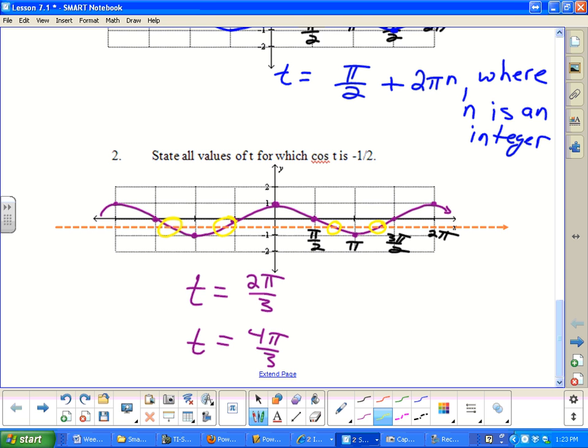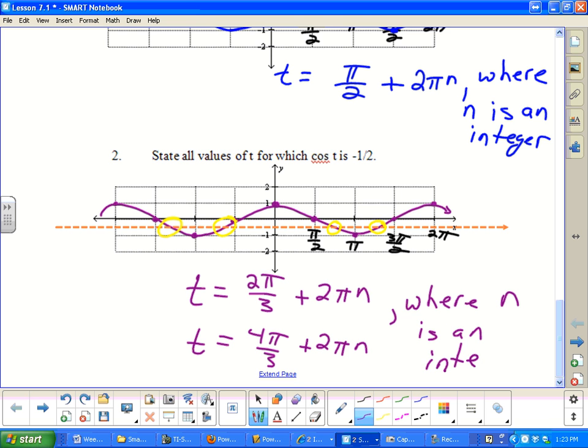How do those two numbers differ from the first two I found? They differ by 2 pi because I'd have to go all the way around the circle again to each of those individual spots to find that answer. So this means I have to do what to 2 pi over 3 and 4 pi over 3? You have to add 2 pi n. And that's where n is an integer. Okay, we okay with that?